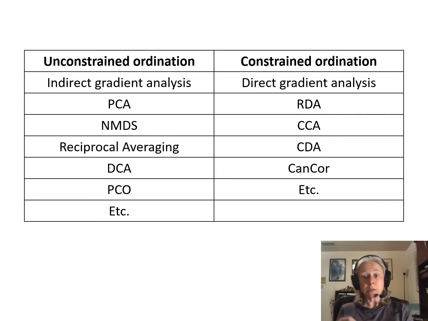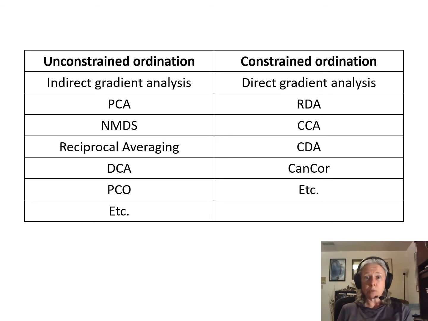In contrast, constrained forms of ordination seek to relate patterns in one data set to variables in another data set that may drive patterns in the first data set. In other words, variables that may constrain patterns in another data set. And so that's why they're called constrained forms of ordination.